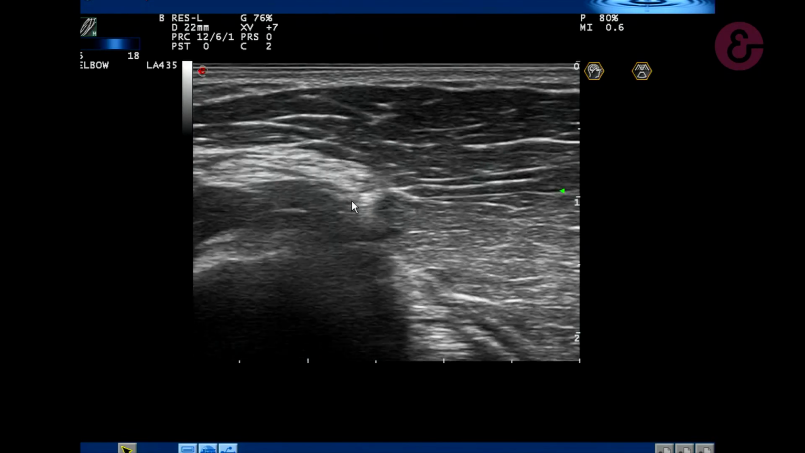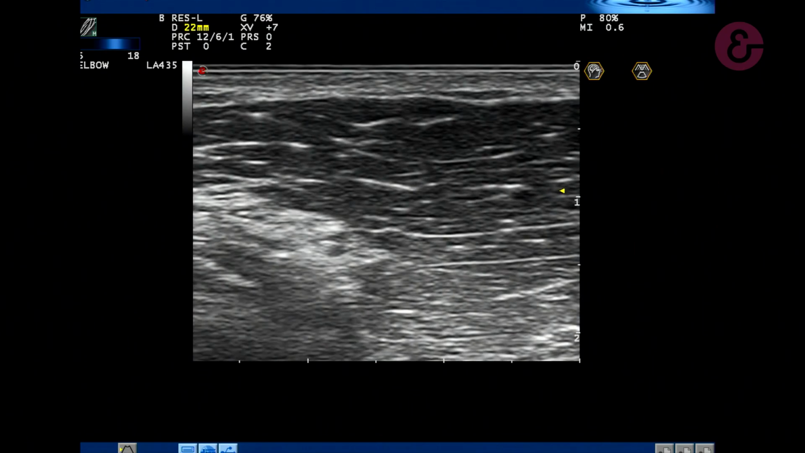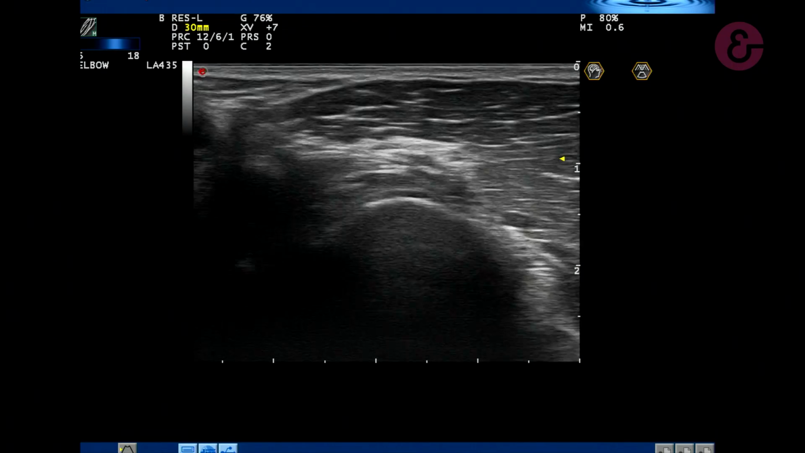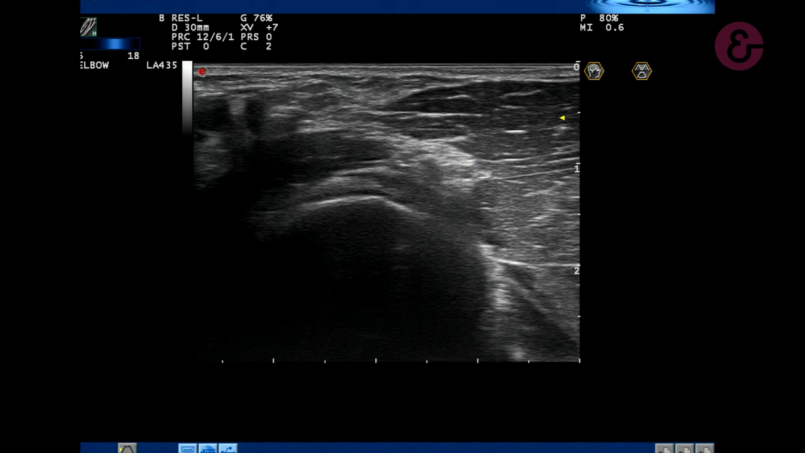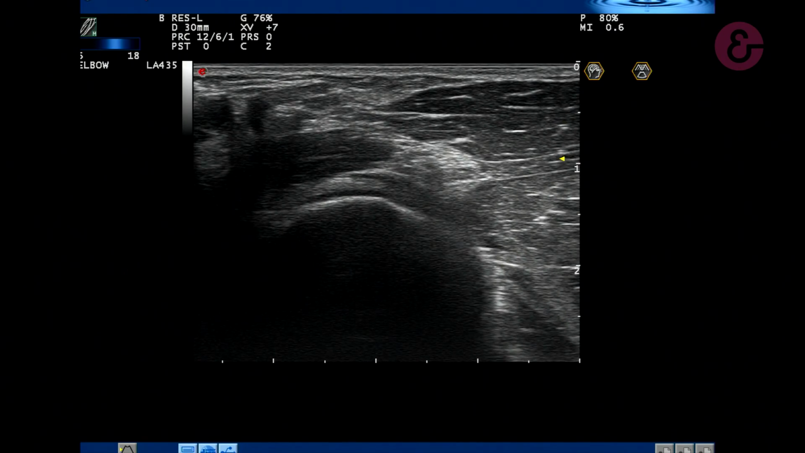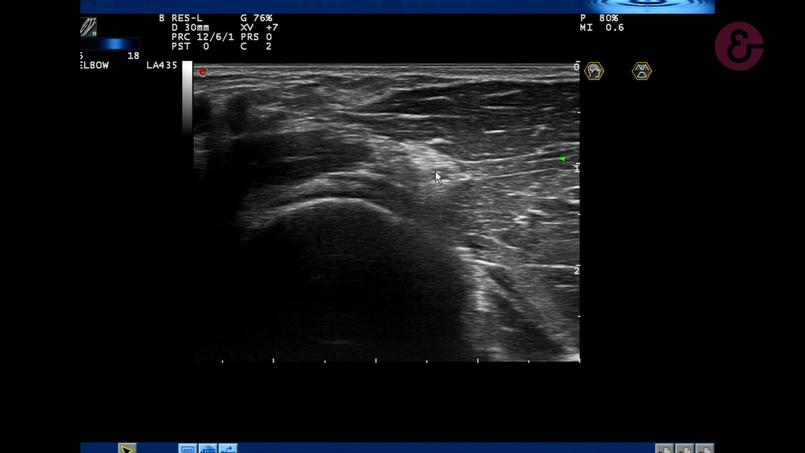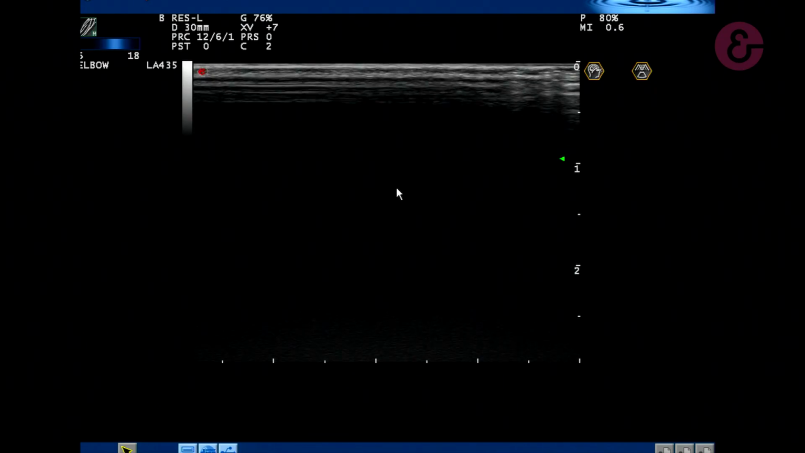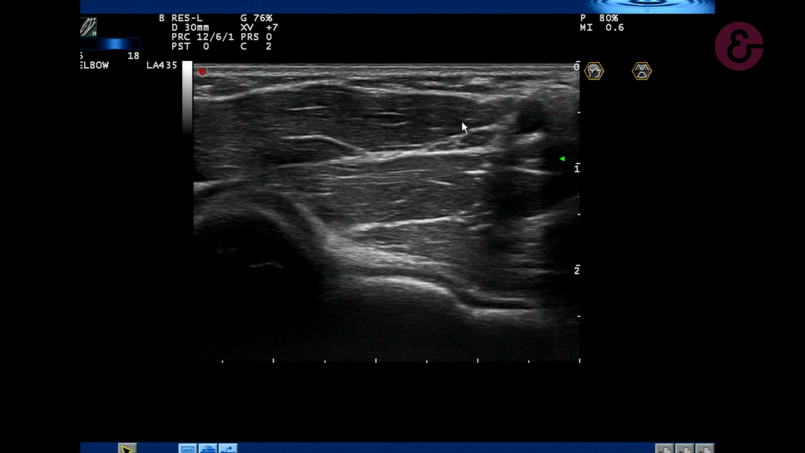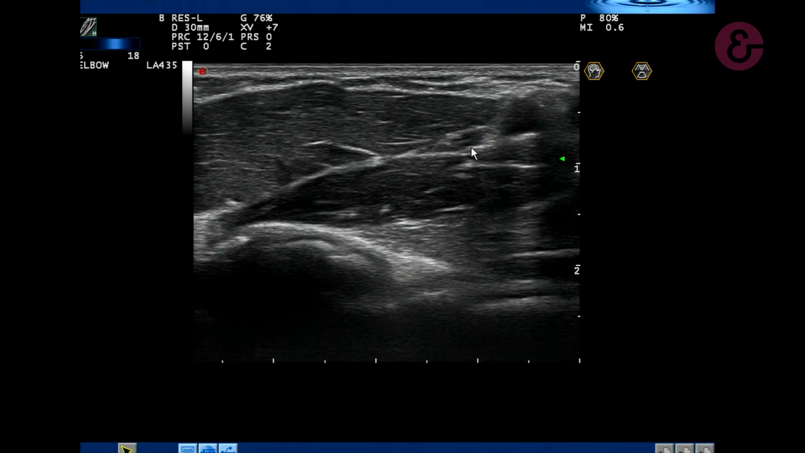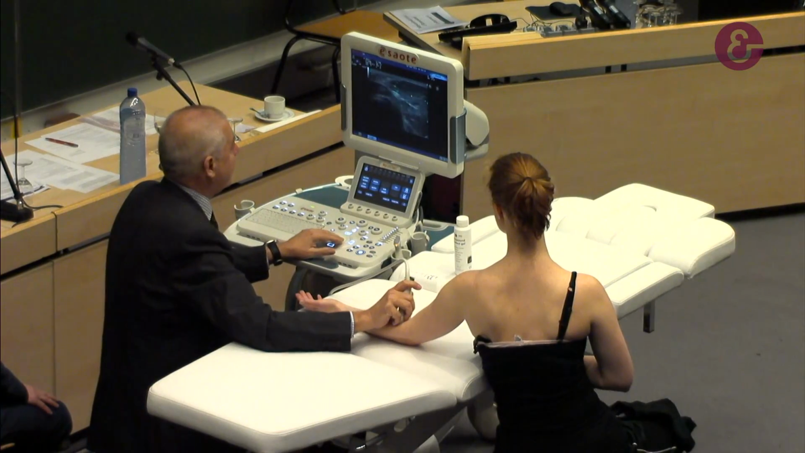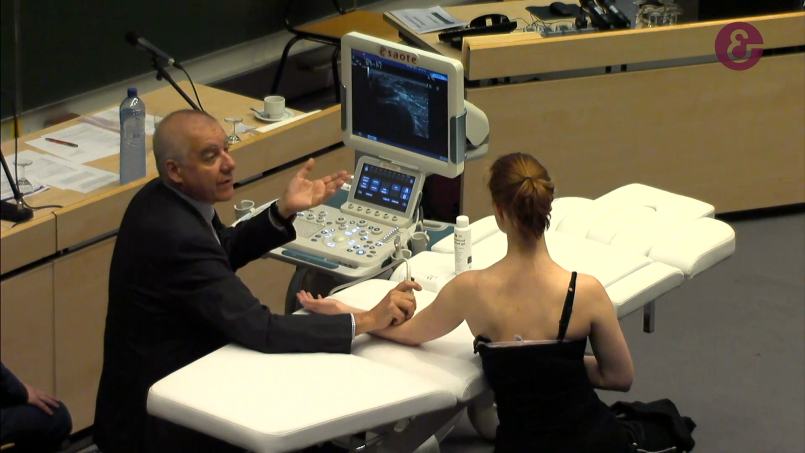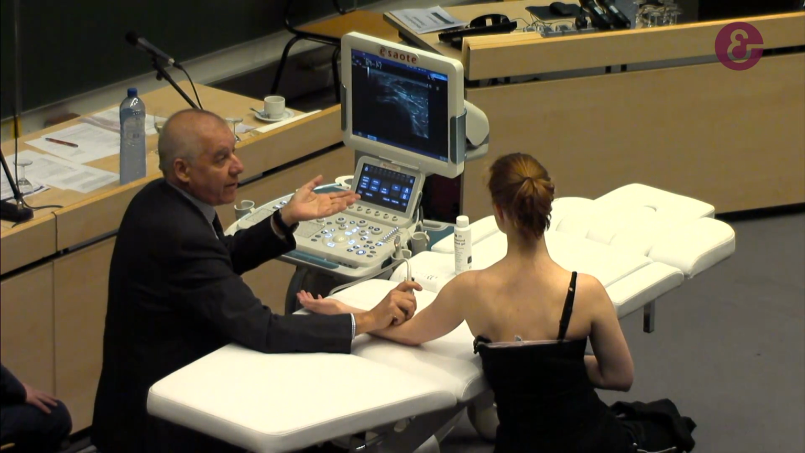You move a little bit medially, and you can find the median nerve. So 2 nerves in the anterior aspect: the medial one is the median nerve, and the lateral is the radial nerve. And 1 nerve on the posterior aspect, the ulnar nerve.